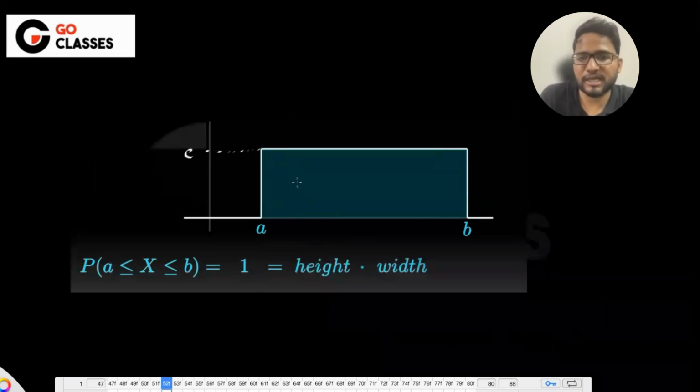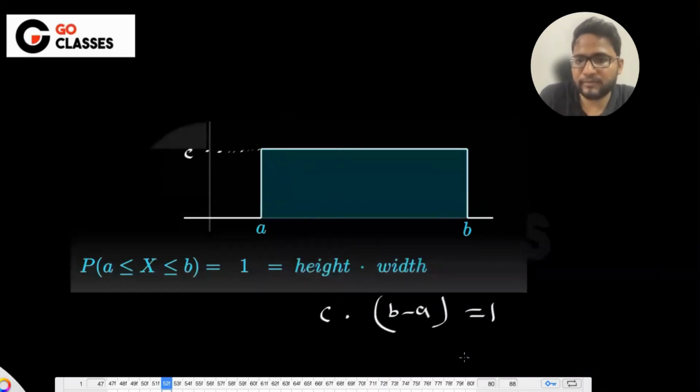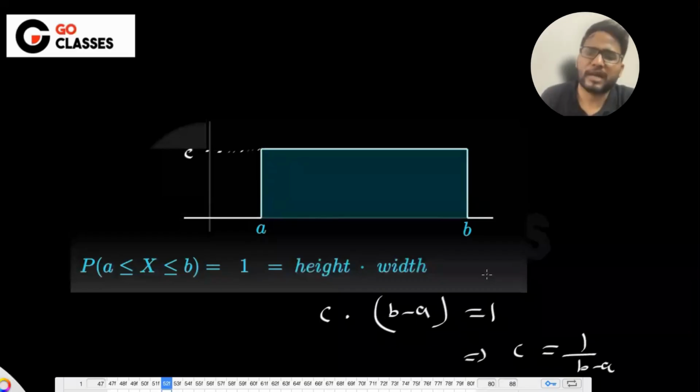Okay, since this is just a rectangle, and the integration means the area of the rectangle, which means height into width. What is the height? C. What is the width? B minus A. C into B minus A should be 1, and then from here you can calculate C, which is 1 upon B minus A. Okay, in case of uniform, this calculation becomes very easy.